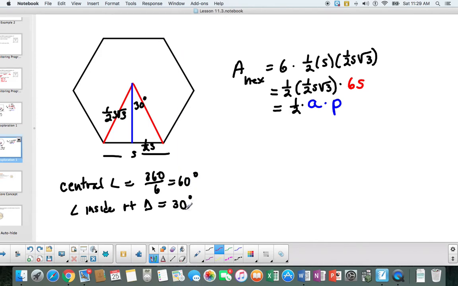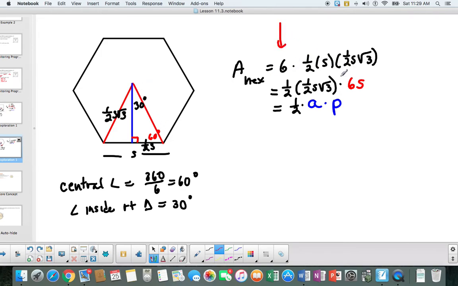I'm going to take half of that angle, and that'll be the angle on the inside. Now this is a 30, 60, 90 triangle. And if this length here is S, half of it will be 1/2 S, and that's the short leg. Now the long leg will be √3 longer, so this is going to be 1/2 S √3. I'm going to have 6 of these triangles, so here's the 6.